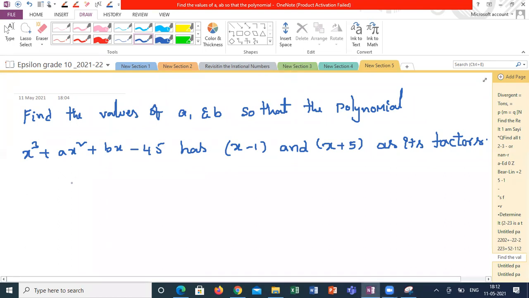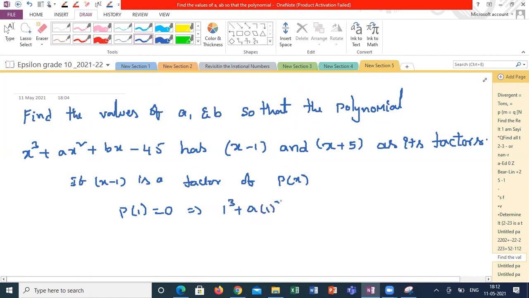Remainder theorem means if x minus 1 is a factor of p of x, then P of 1 should be 0. 1 cube plus A into 1 square plus B into 1 minus 45 should be 0. So I will get A plus B is equal to 44. This is my first equation.